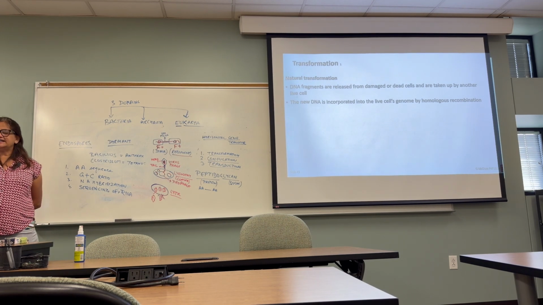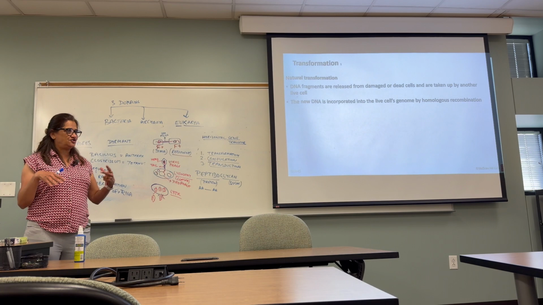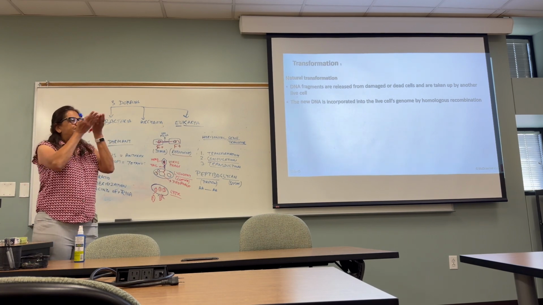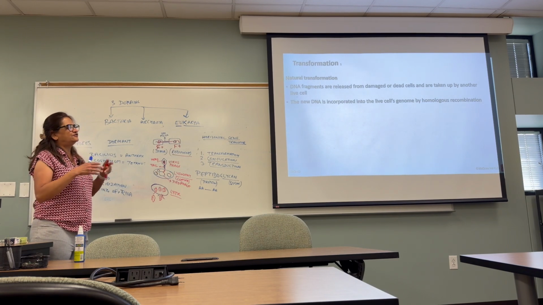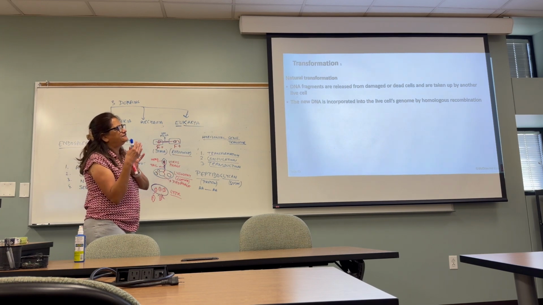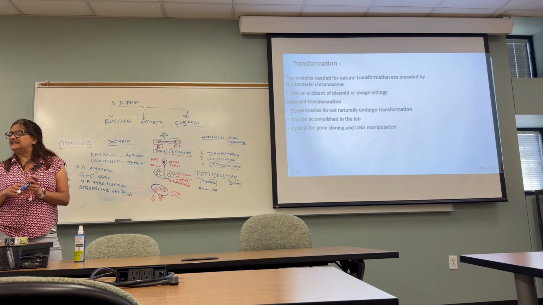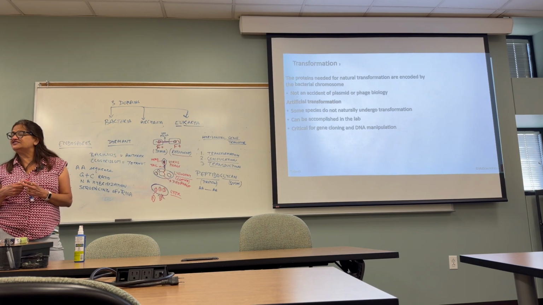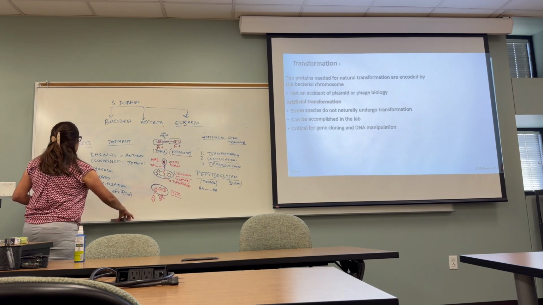Now what is transformation? I stopped there, I didn't explain it earlier, so this is why I was waiting. Transformation is when DNA fragments are released from a damaged cell, and they are directly taken up by a live cell. The new DNA becomes part of the live cell's genome by recombination. There are two ways it can happen: one is natural and one is artificial, which can be done in the lab.